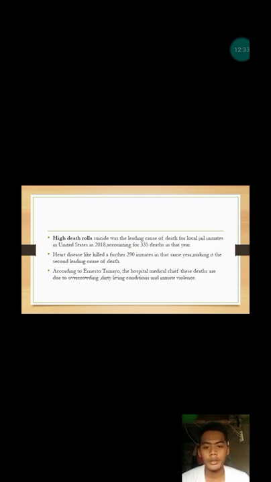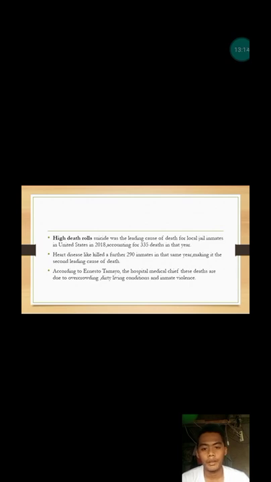High death tolls. Suicide was the leading cause of death for local jail inmates in the United States in 2018, accounting for 335 deaths in that year. Heart disease killed a further 290 inmates in that same year, making it the second leading cause of death.